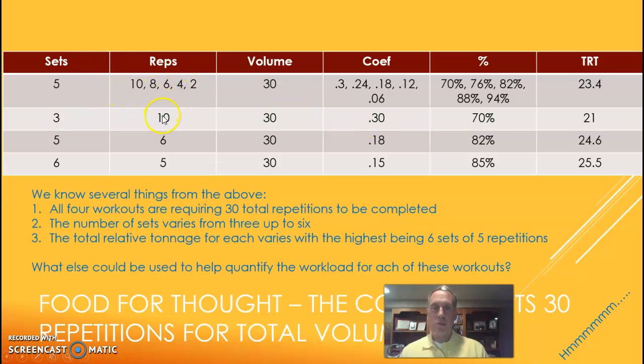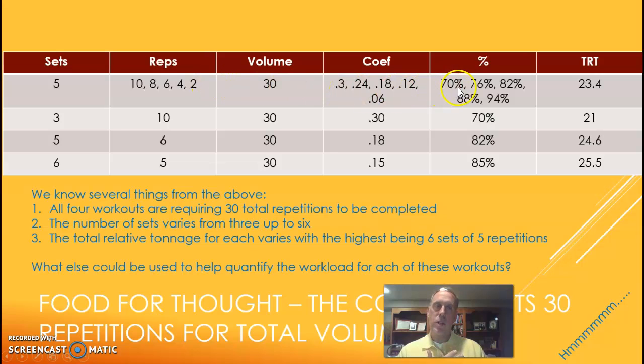You can have 3 sets of 10, 5 sets of 6, or 6 sets of 5. It's still 30 repetitions. Okay, all right. And you know your coefficient is different because you have 0.3, 0.24, 0.18, 0.12, 0.6.